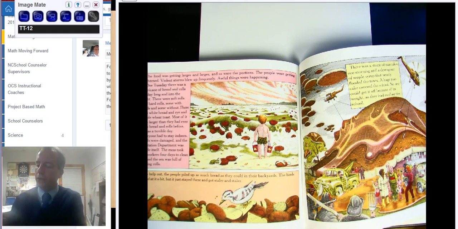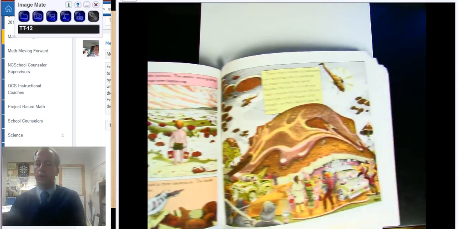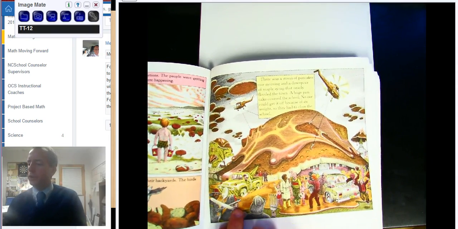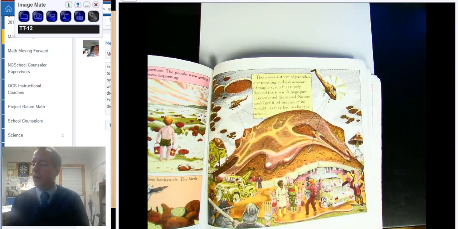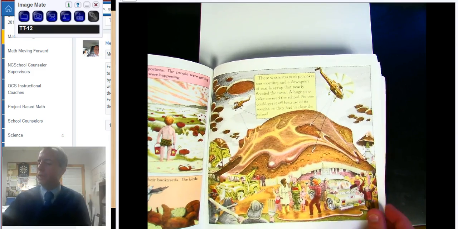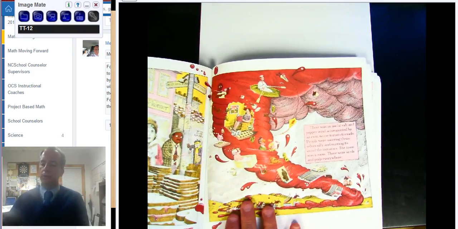To help people out, the people piled up as much bread as they could in their backyards. The birds picked at it a bit, but it stayed there and just got staler and staler. There was a storm of pancakes one morning and a downpour of maple syrup that nearly flooded the town. A huge pancake covered the school. No one could get it off because of its weight, and they had to close school.